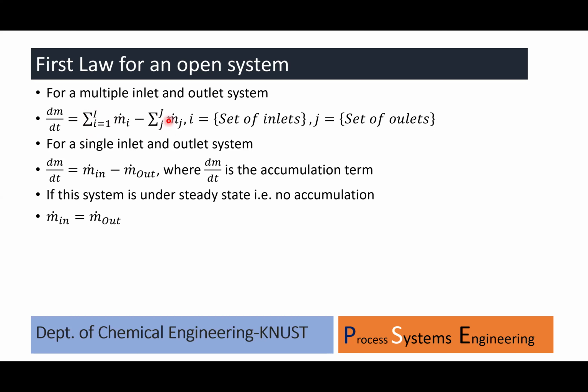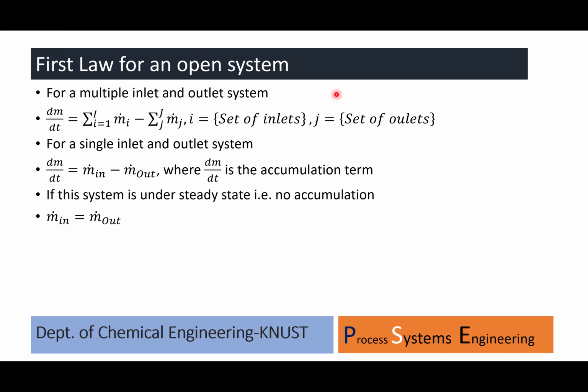But in the case where we have just one inlet and just one outlet, then our accumulation is equal to just the mass flow of that inlet stream minus the mass flow of the outlet stream. Are we okay with that so far? Please, are we okay with that so far?